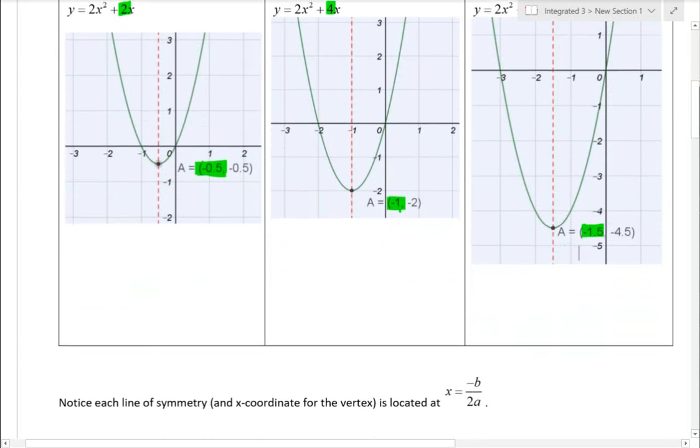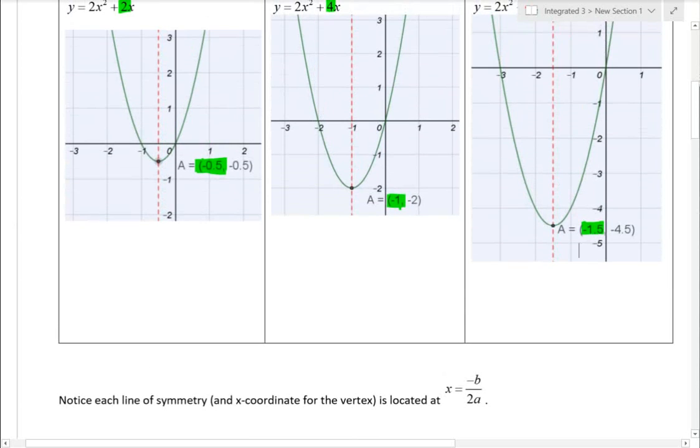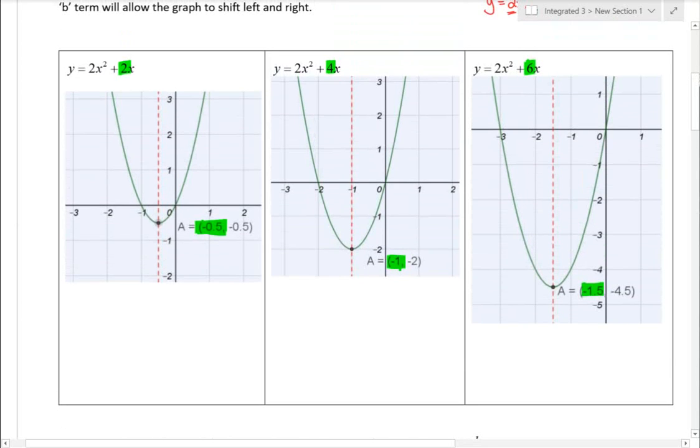All right. If we look at this, it says, notice each line of symmetry is located at the x-coordinate of the vertex, and it's located at this formula right here. If you take the opposite of b and divide it by 2a, the opposite of b and divide it by 2a. So let's try this in these examples.